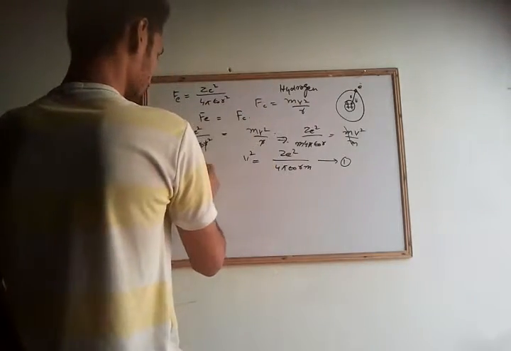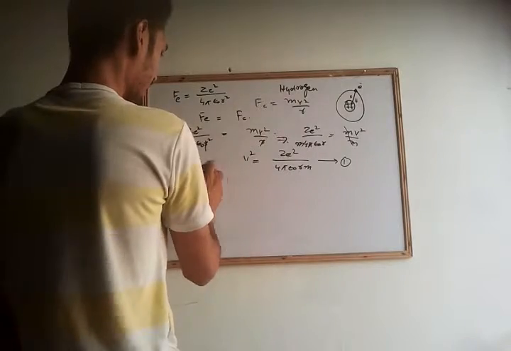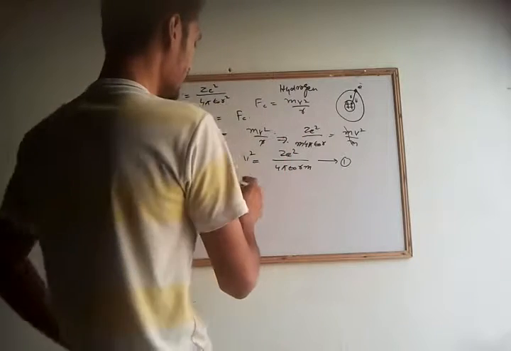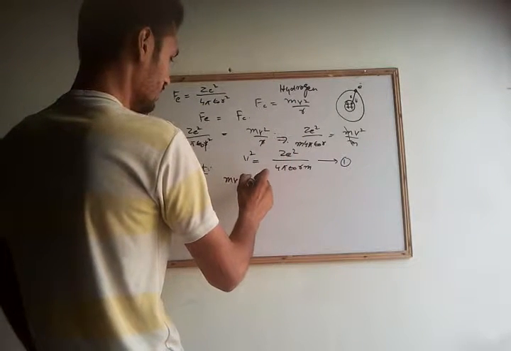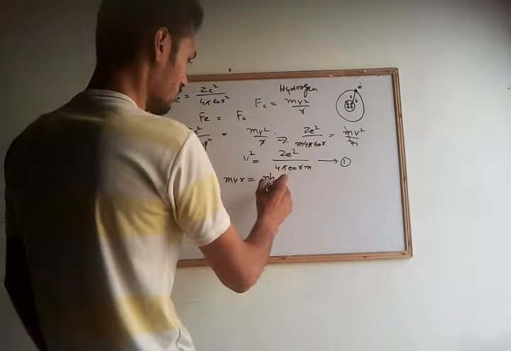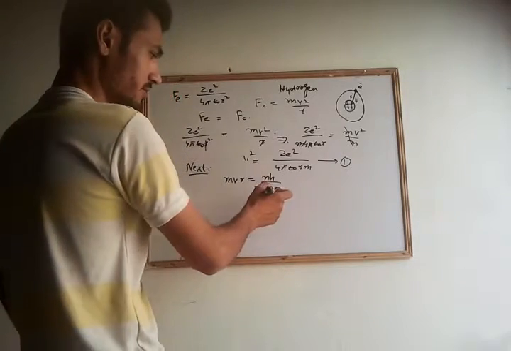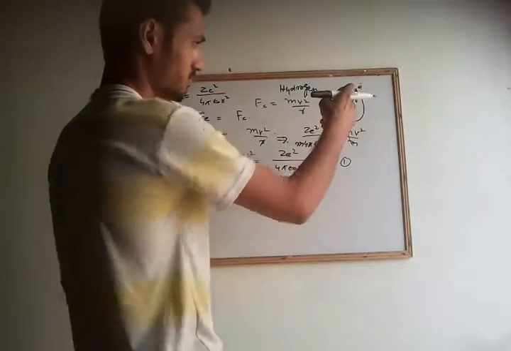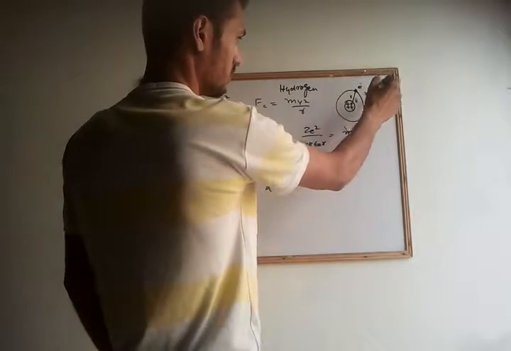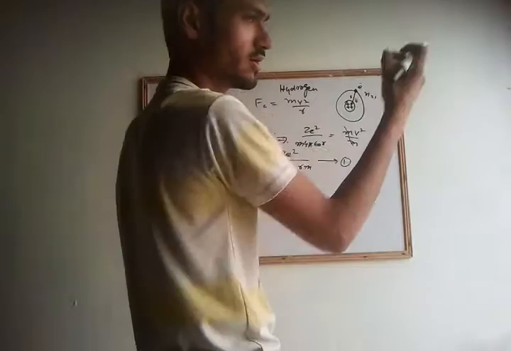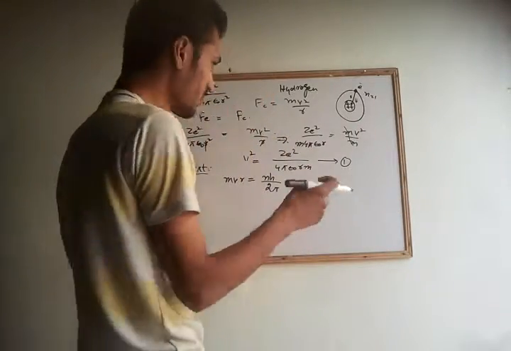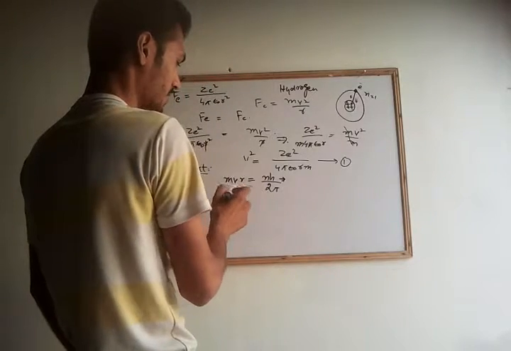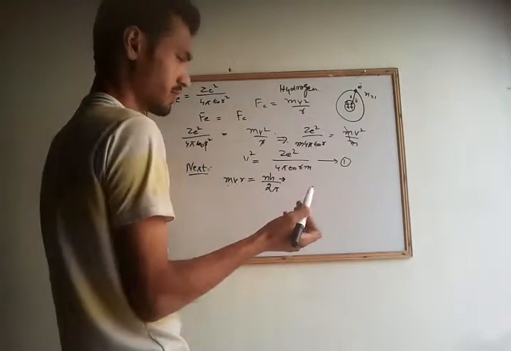Next is angular momentum. According to the Bohr atomic model, angular momentum m v r is equal to n h over 2 pi. Pi is a constant value, and n is the number of the shell. Here n is equal to 1, and upward that is n is equal to 2. h is Planck's constant, m is the mass, v is the velocity, and r is the radius.